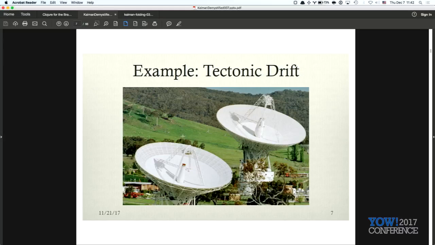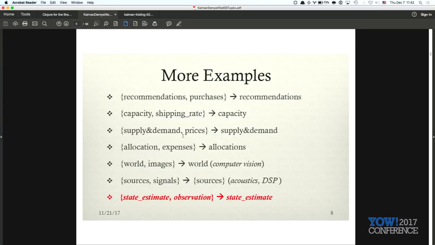Here's another one, tectonic drift. I told you about this. In forward operation, we pretend we know where the scopes are, and we take data on the position. We take angle data and ranging data to the objects in the solar system, or you turn it around and predict the positions of the telescopes.